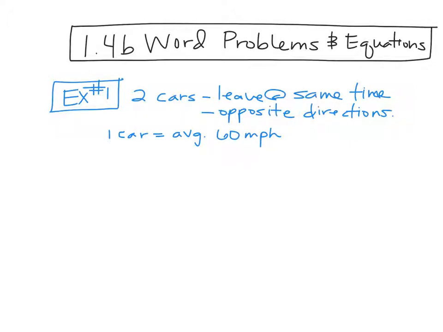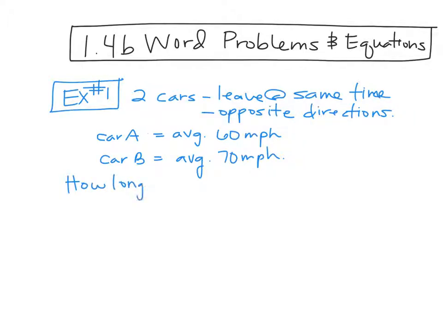You know what? I'm going to call it car A and car B, because 1 car and 2 cars sounds funny. So car A averages 60 miles per hour. Car B, the other car, averages 70 miles per hour. The question is this: how long will it take the cars to be 455 miles apart?